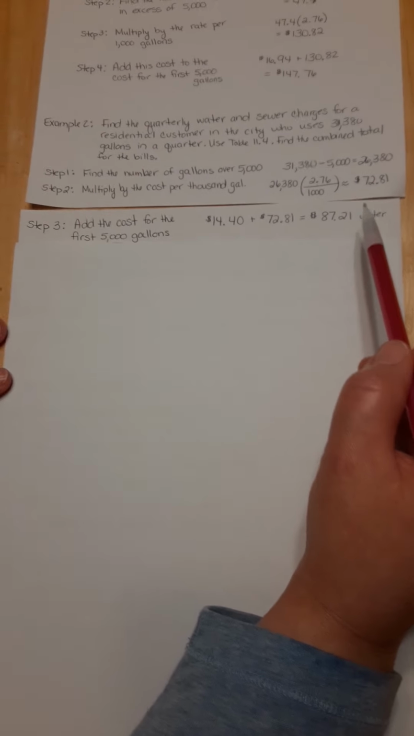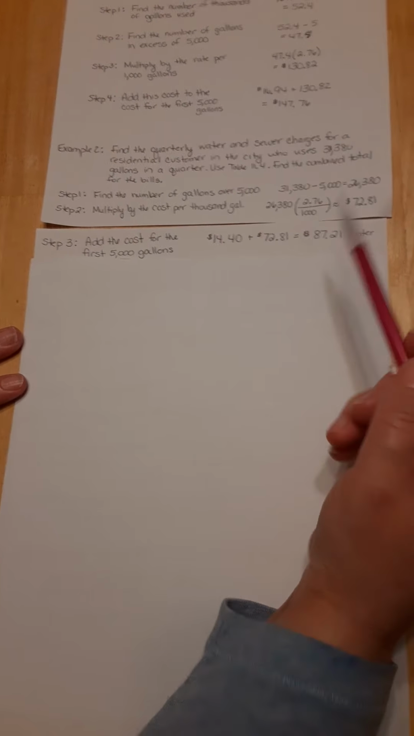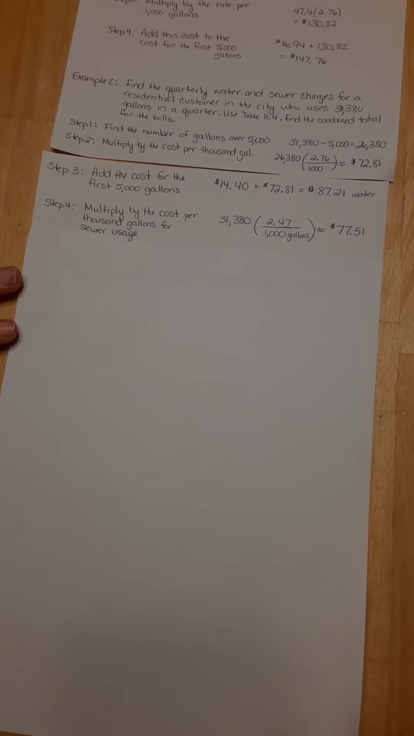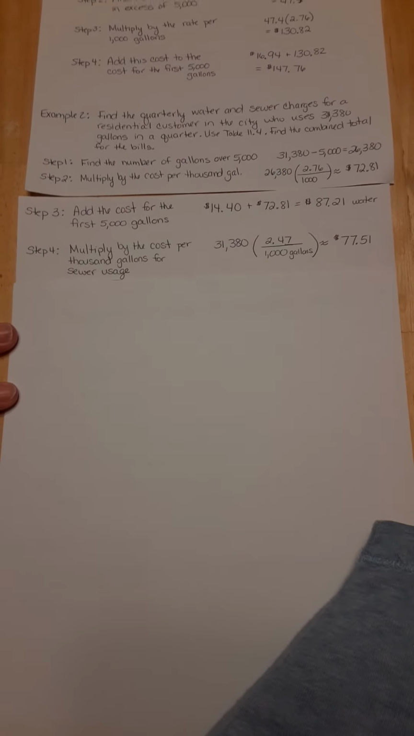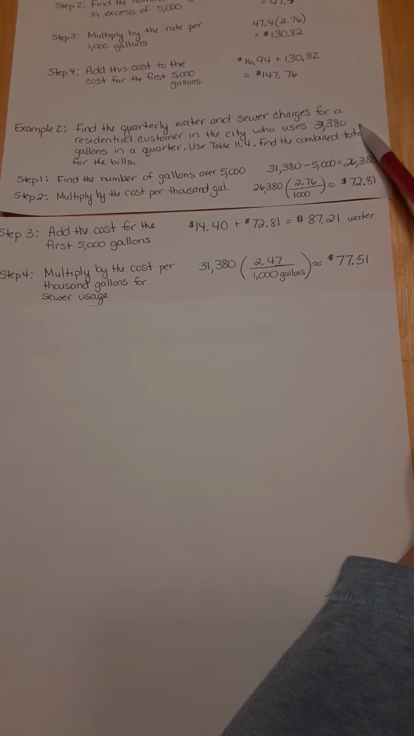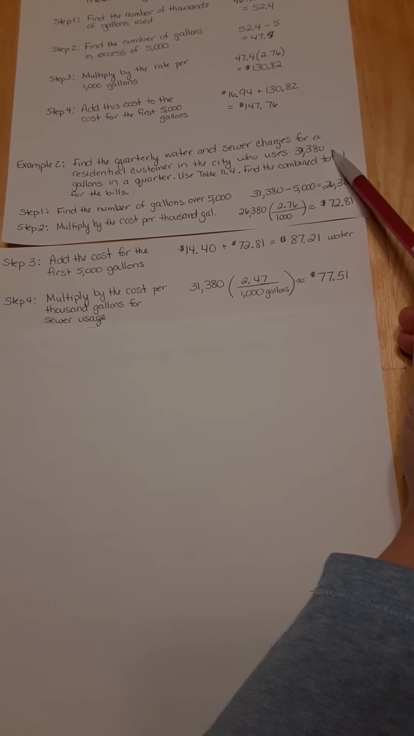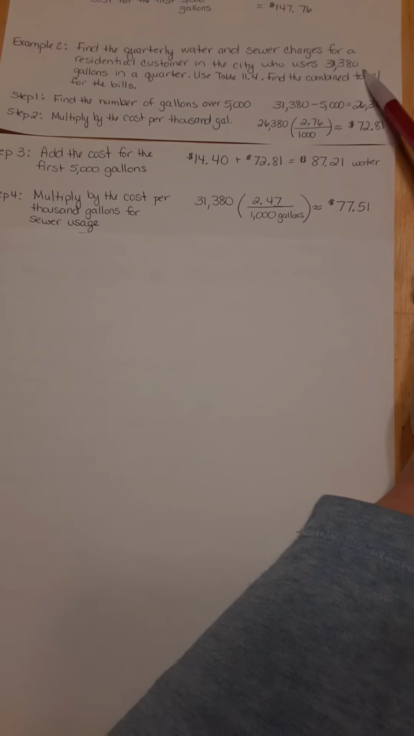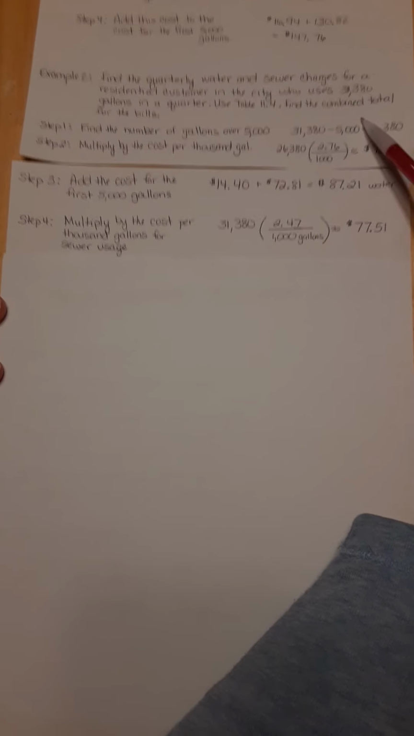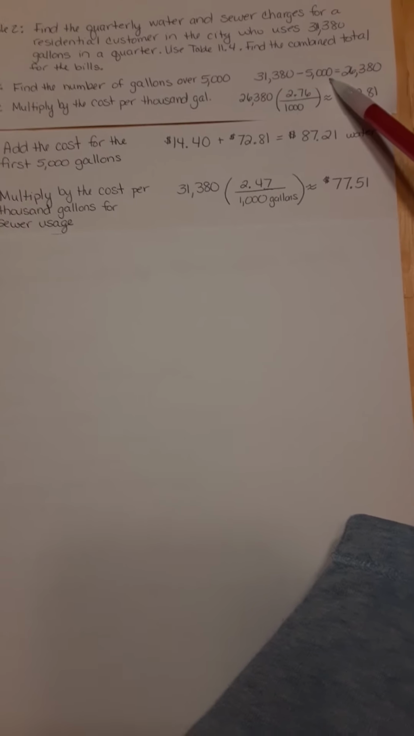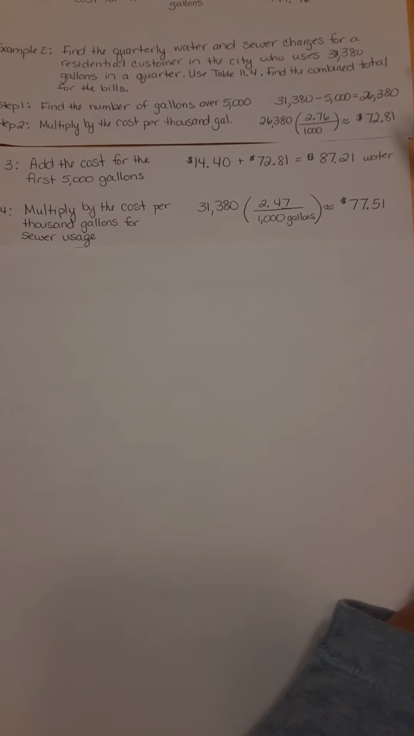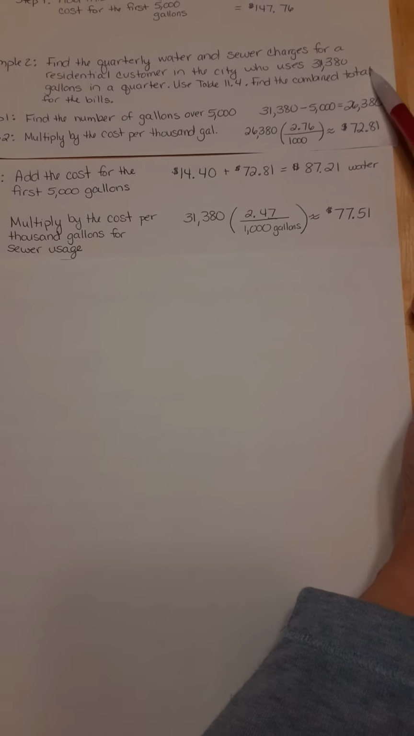Now, we're not just interested in the water. We want to know how much our sewer cost is too. So the next step is to work with our sewer. Our sewer cost, we're going to use the total of the water that we've used, our total combined, and that's up here in the problem. Remember, our meter reading was 31,380. That's the total number we're using. When we're dealing with sewer, we're not worried about the standard cost of the 5,000 like we did with water. We need to use the total amount. So we have to look back into our problem to figure out what the total amount was.